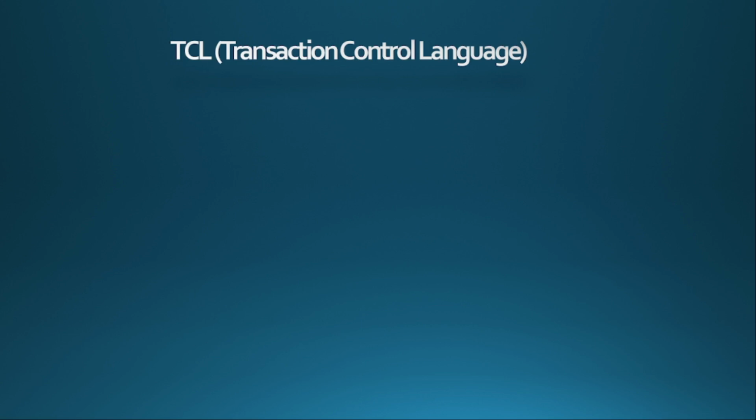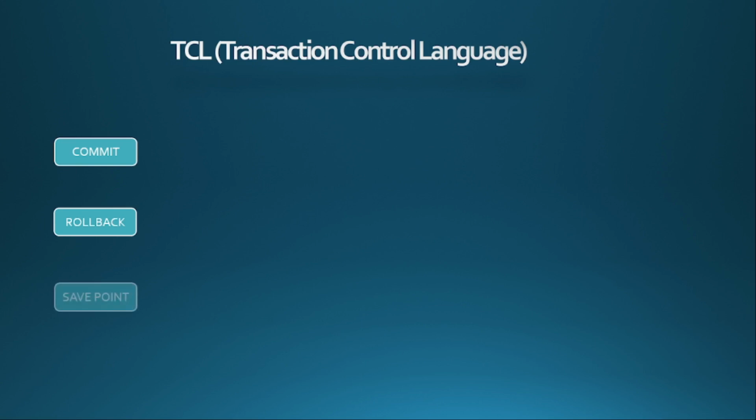In today's session we will be covering TCL, Transaction Control Language. What all falls under Transaction Control Language? We have commit, rollback, savepoint. What is a commit? A commit is an operation that finalizes a transaction, making all the changes made during the transaction permanent in the database.